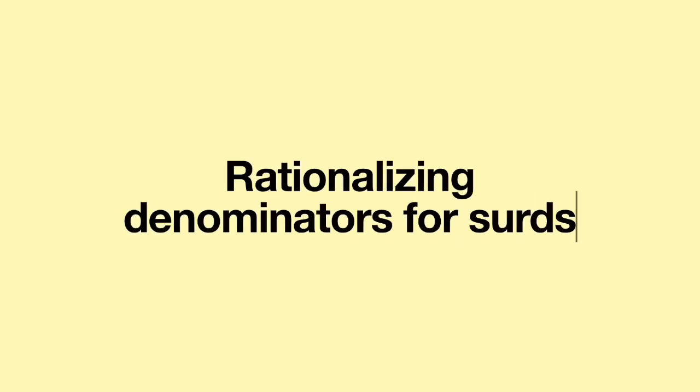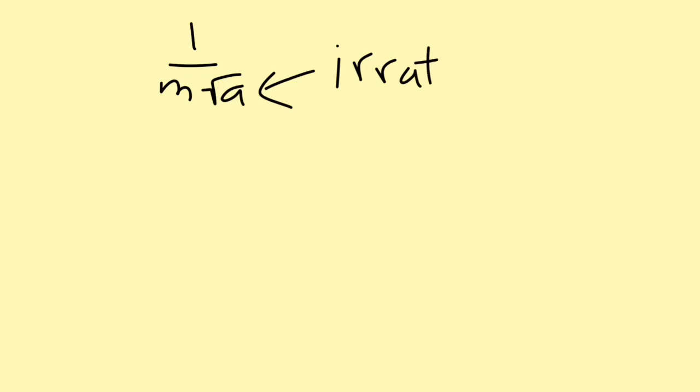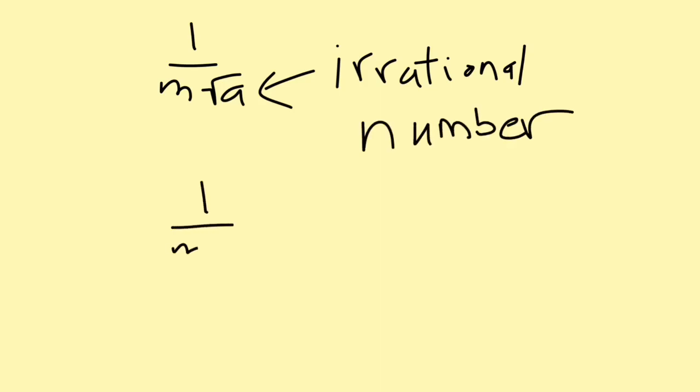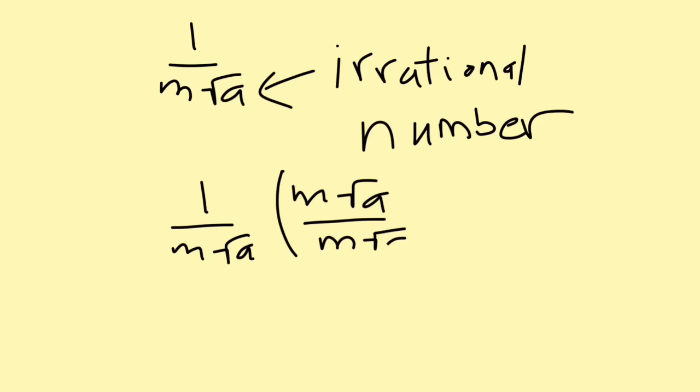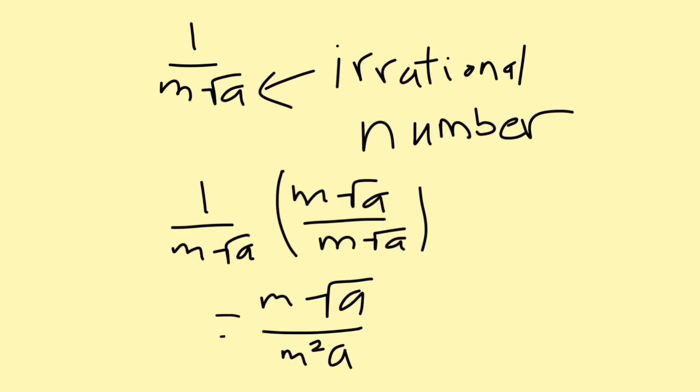So how do we rationalize denominators for surds? Firstly, 1 over surd a. That is a surd, so it's an irrational number. How to rationalize it? We have to multiply it by itself. So we're going to multiply it by surd a over surd a. So the answer is surd a over a.